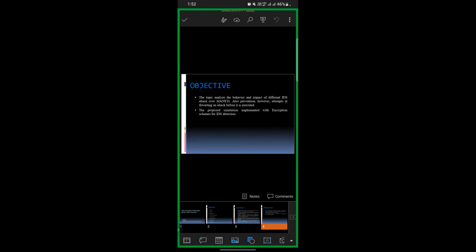The main objective of this topic is to analyze the behavior and impact of different intrusion detection system attacks over mobile ad hoc networks. Prevention, however, attempts to thwart an attack before it is executed. The proposed simulation is implemented with encryption schemes for the intrusion detection system.